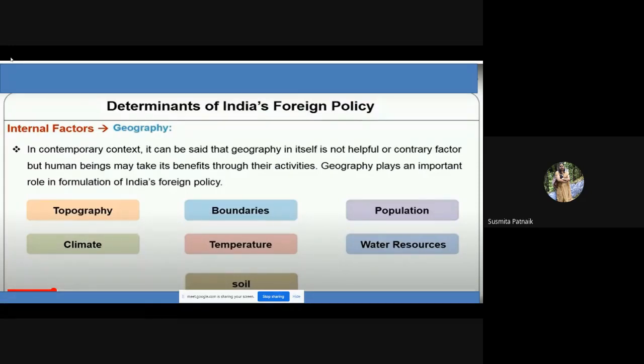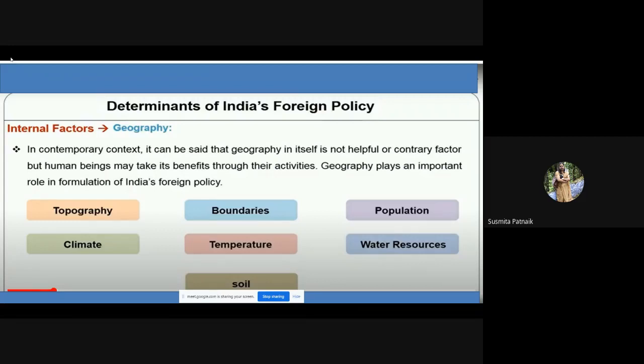If there is any type of problem in the water resources, then it is also a great determinant in foreign policy, or it has a negative impact upon foreign policies. Then the soil always relates to the productivity of the country. If the soil is good, then the production capacity of the country naturally increases. Temperatures, boundaries, climates, and topography together constitute the geography of a country.